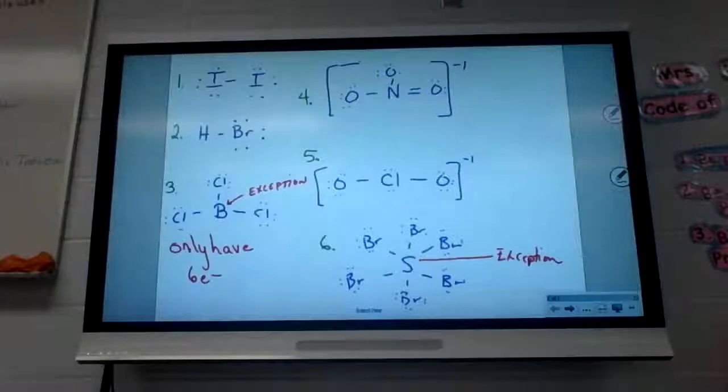Lines aren't lone pairs either, right? No, lines are not lone pairs. They have to be actual dots to be lone pairs.